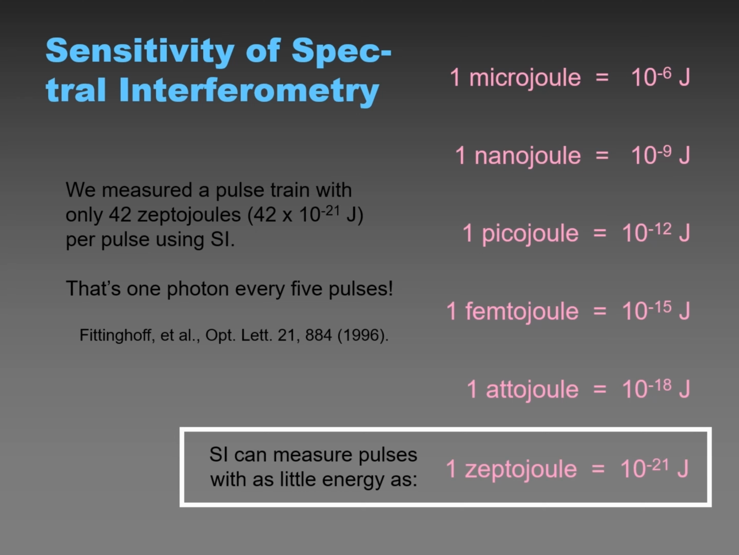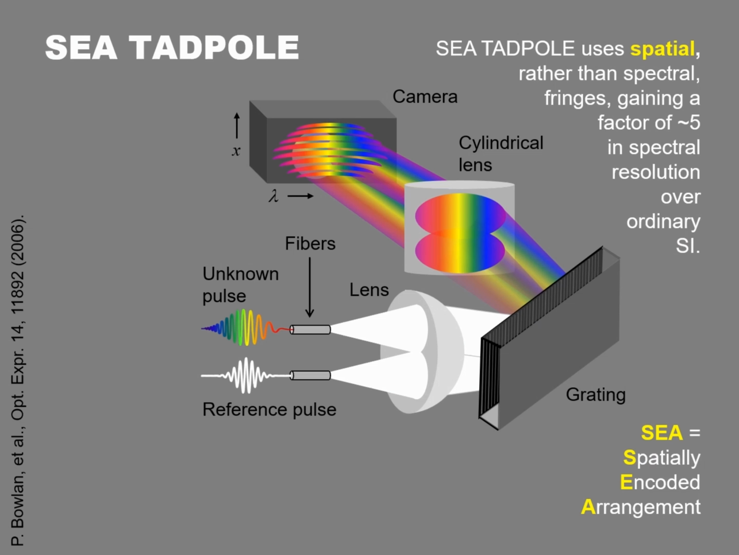On the other hand, spectral interferometry has a different issue. While it looks quite simple and easy to use, it's actually very difficult to use, to align, and to maintain aligned due to its use of collinear beams. In addition, the need to generate very fine spectral fringes requires 5 times the spectrometer resolution than would otherwise be required to measure the pulse spectrum. So we can use an easier to align cross-beam version of spectral interferometry, which uses spatial rather than spectral fringes, immediately gaining a factor of about 5 in spectral resolution over ordinary spectral interferometry.